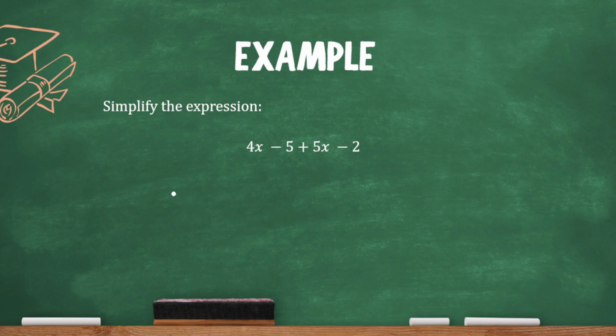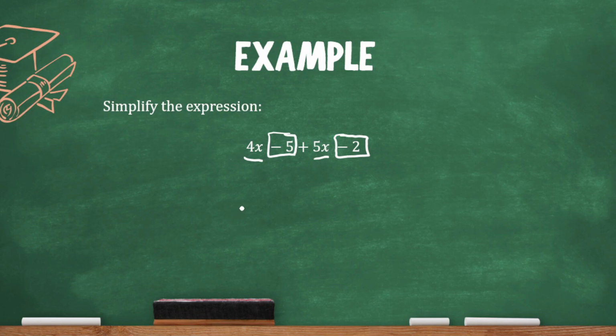Okay, let's work through an example. We have to first identify our like terms. These are like terms. And these are like terms. And you can just identify them with different combinations of underlines or circles or squares so that it's easier to see what's going on. Let's combine the terms with x.